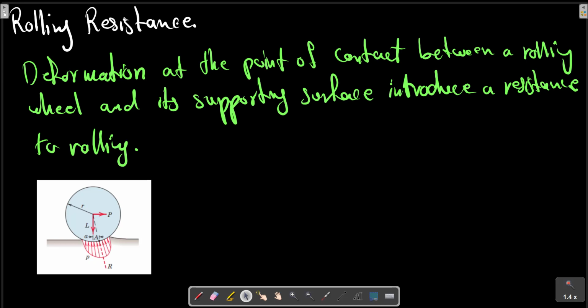The distribution of pressure p over the area of contact is similar to the distribution shown. The resultant R of this distribution acts at some point A and must pass through the wheel center for the wheel to be in equilibrium. We find the force P necessary to maintain rolling at constant speed by equating the moment of all forces about A to zero.